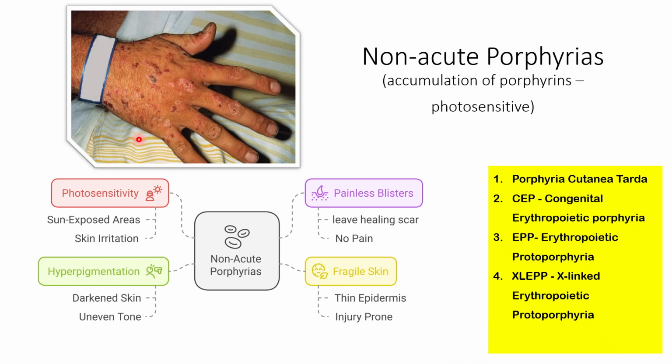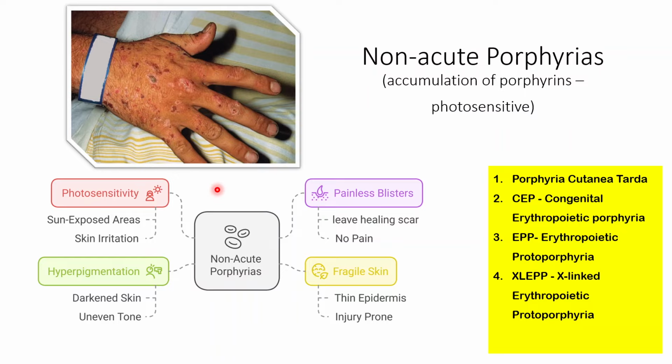Now let us look at non-acute porphyrias. The non-acute porphyrias are characterized by skin involvement. So basically photosensitivity. Now why does photosensitivity occur? Because there is accumulation of porphyrin precursors. Okay, and porphyrins are ringed structures, and these ringed structures are photosensitive. So this results in effects on the skin which is exposed to the sun. Okay, because it is photosensitive.